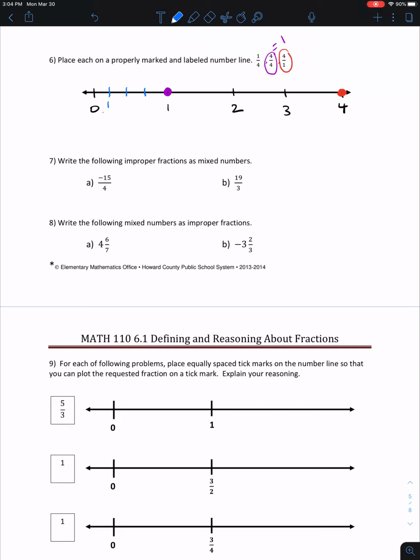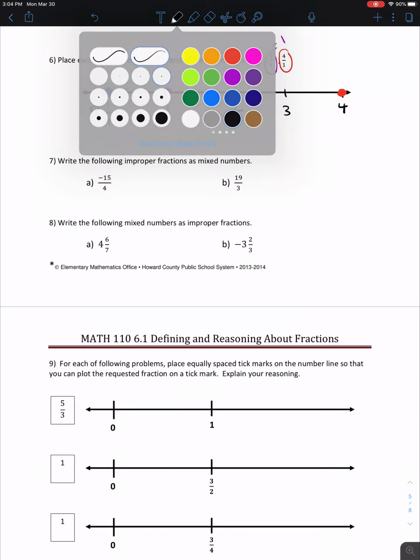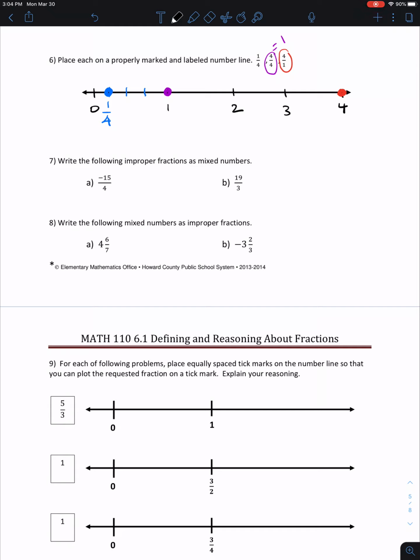And so 1/4 would just be the very first line that we came to. And so we'd end up with that number there. So that's what it would look like on our number line. So again, if you have questions or anything like that, just let me know.